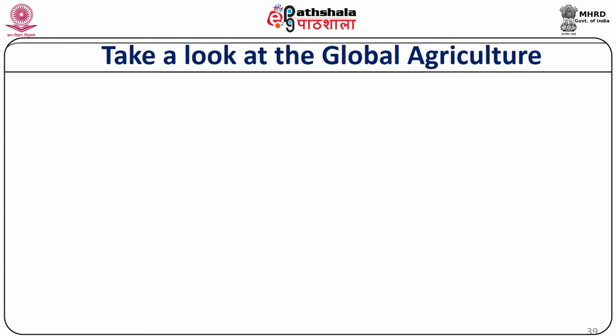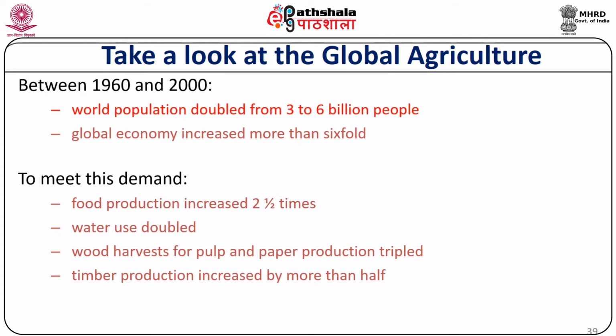Take a look at the global agriculture. Between 1960 and 2000, the world population doubled from 3 to 6 billion people. Global economy increased more than 6-fold. To meet this demand, food production increased 2.5 times, water use doubled, wood harvest for pulp and paper production tripled, and timber production increased by more than half.